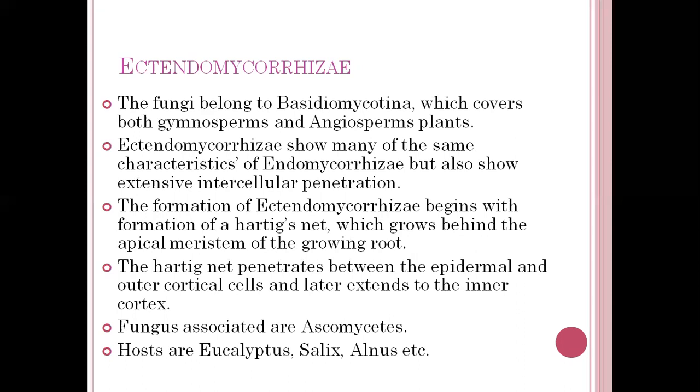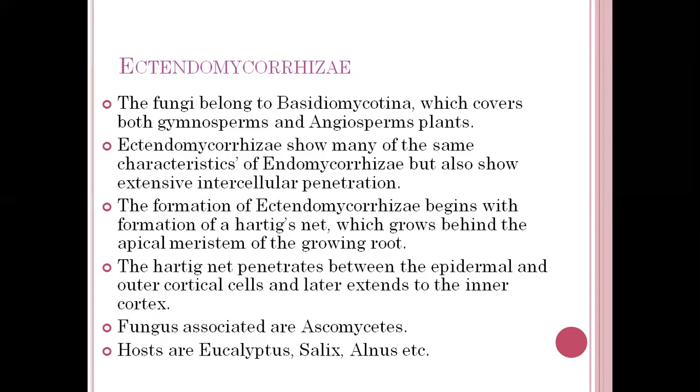The formation of ectendomycorrhiza begins with the formation of the Hartig net, which grows behind the apical meristem of the growing root. The Hartig net penetrates between the epidermal and the outer cortical cells and later extends to the inner cortex. The fungi which form the ectendomycorrhiza are Ascomycetes, and the hosts are Eucalyptus, Salix, Alnus, etc. So that is all about this topic.